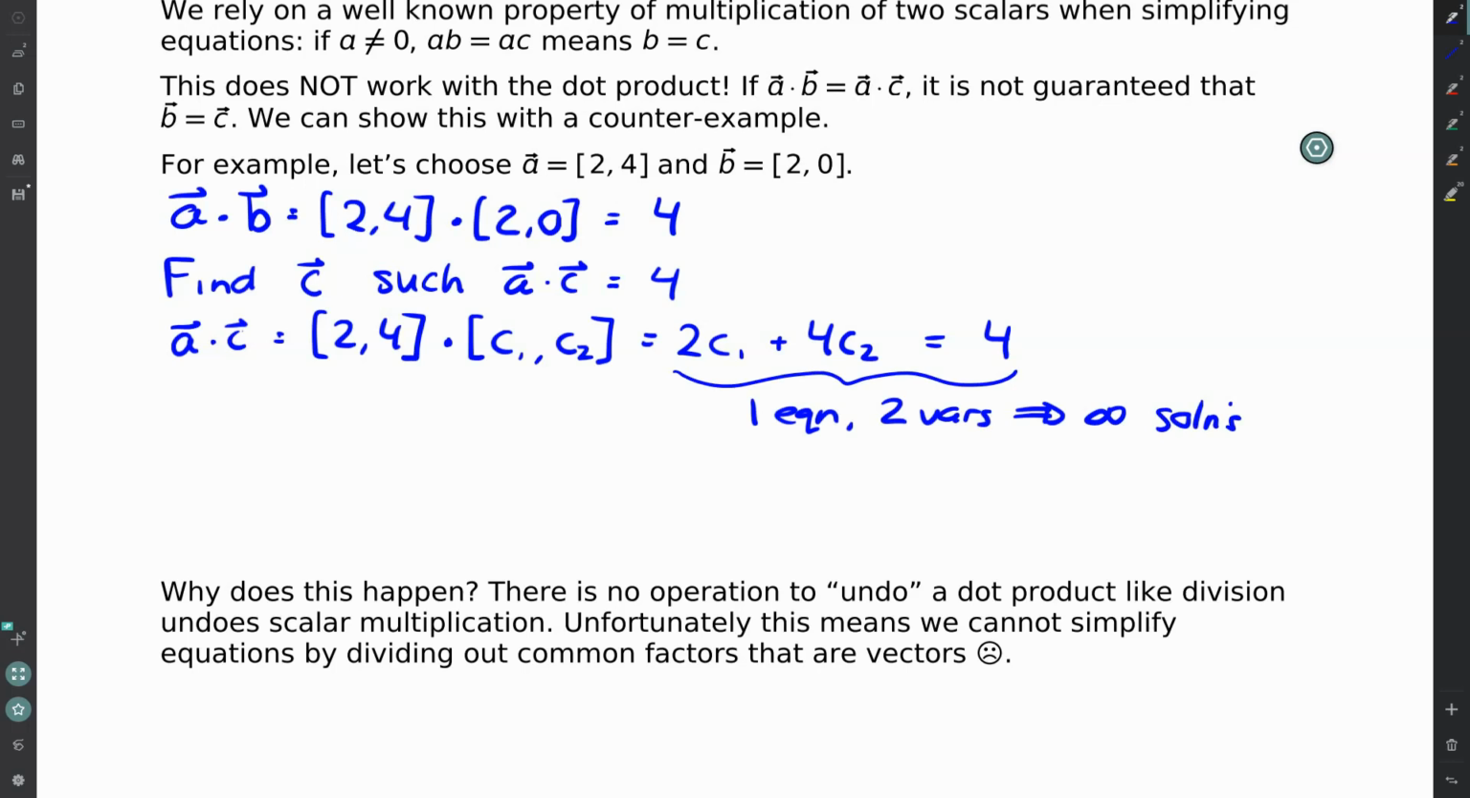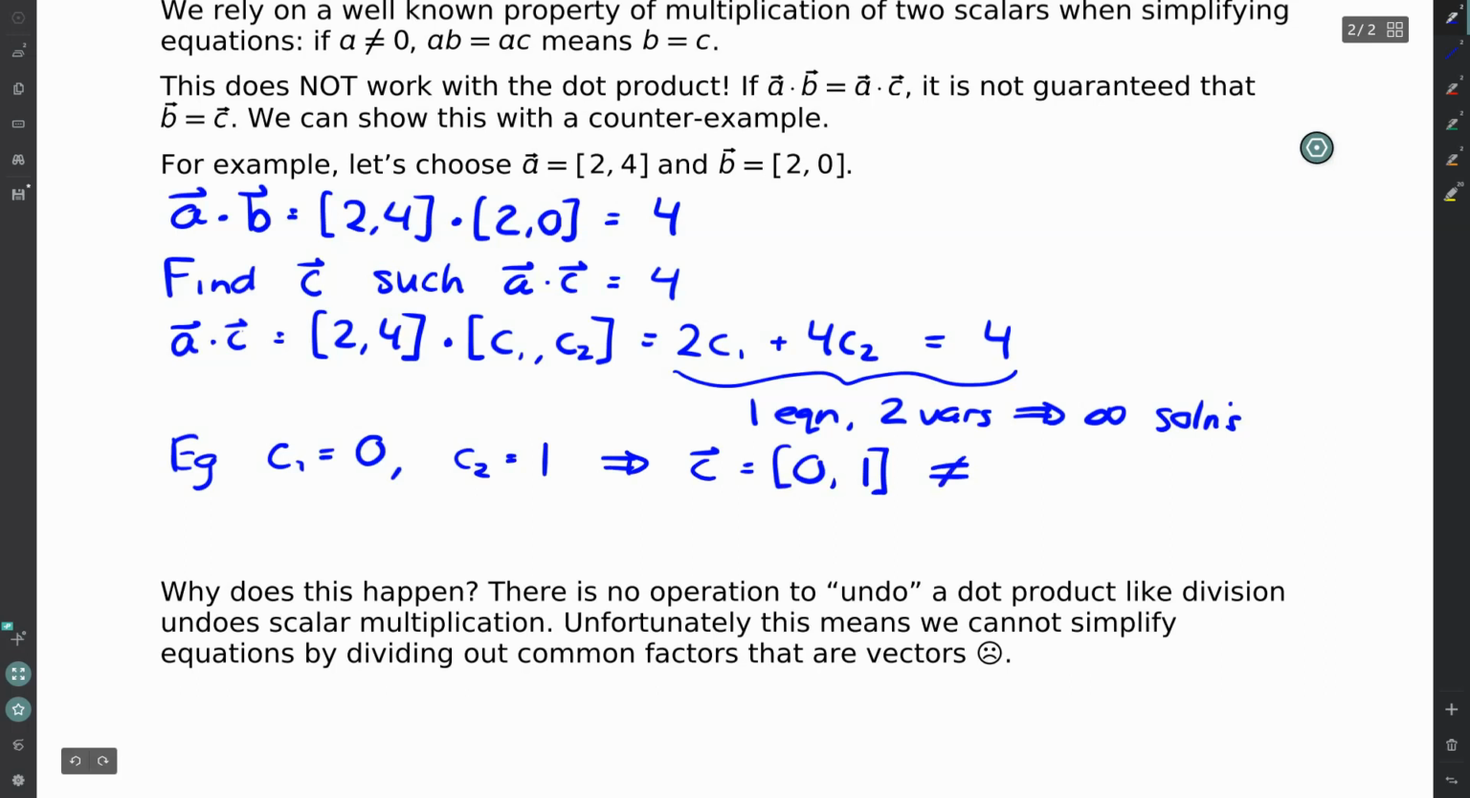We can choose a solution. Probably the simplest solution to that equation is to say, let's say C1 is equal to 0 and C2 is equal to 1. And then that means that vector C is equal to (0, 1), which is definitely not the same thing as vector B. So even though vector A dot vector C is equal to vector A dot vector B, that does not mean that C and B are the same thing.